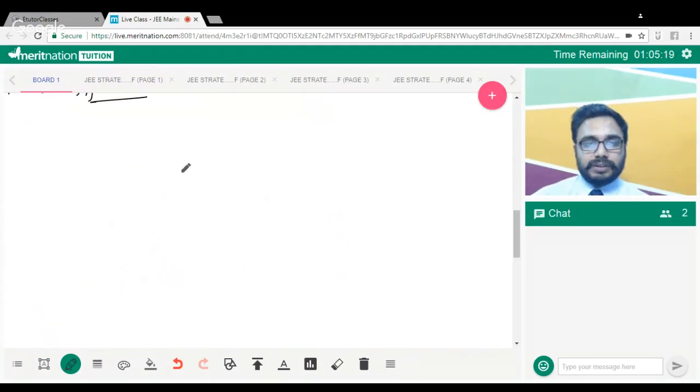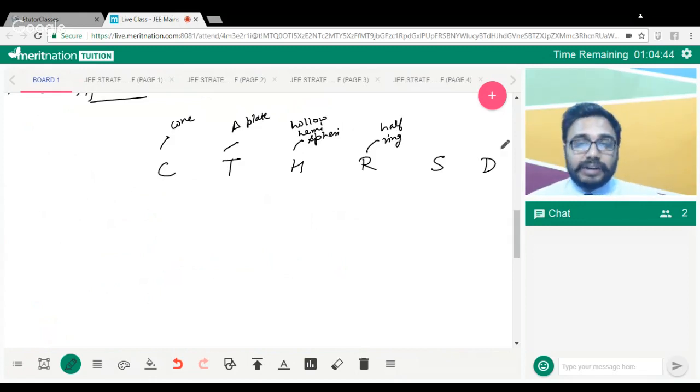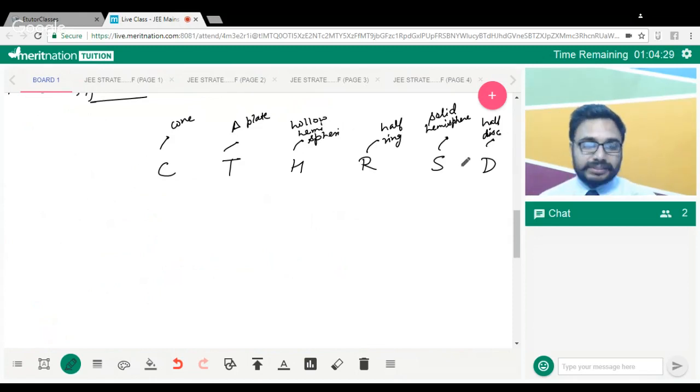First of all, Cinema, Time, Ritik, Roshan, Shri Devi. Okay, Cinema, Time, Ritik, Roshan, Shri Devi. What is this? This is a cone. This is triangular plate. This is hollow hemisphere. This is half ring, because obviously for full ring, the center of mass will be at the center. So half ring. This is solid hemisphere. This is half disk. So if we learn these centers of mass for these bodies, they are very much important. Okay. Cinema, Time, Ritik Roshan, Shri Devi.